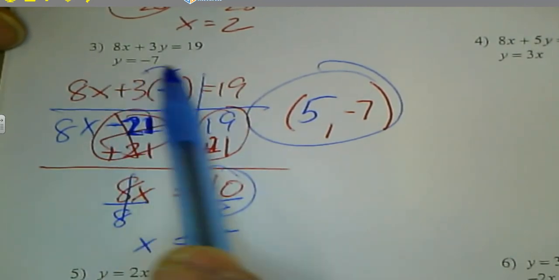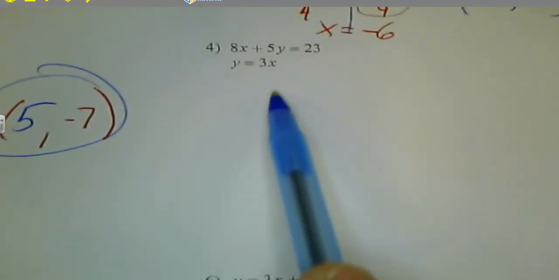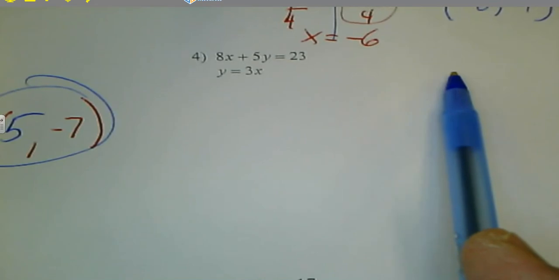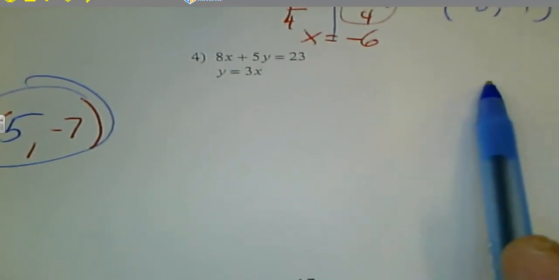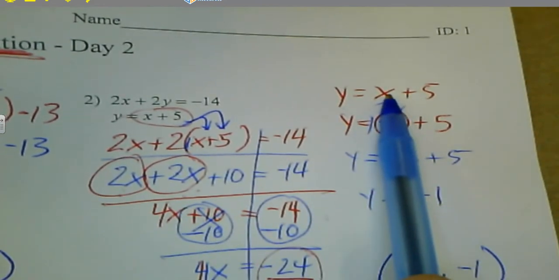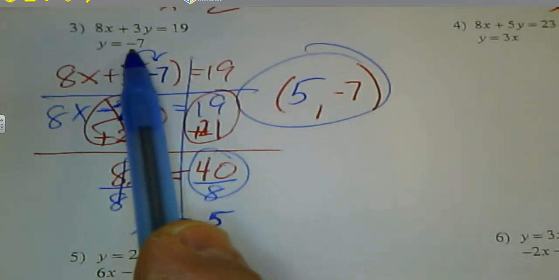It's already solved for y. Boom. There's no x's in here. If there was an x, like number 4, you're going to have an x. You're still going to have to put y equals 3 with parentheses and then substitute your x. Same thing that we did here. We have an x in there, so we did have to solve it. But with this one, you did not have to because it already gave you the 7, the negative 7.